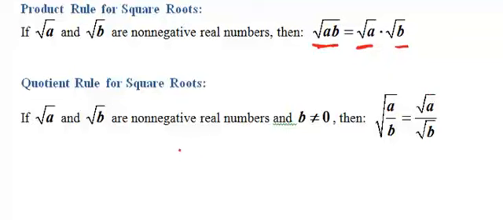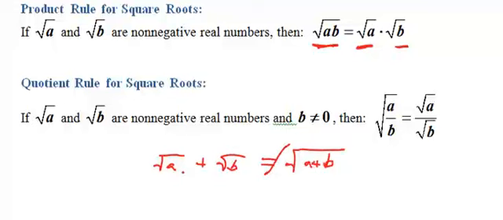That's very powerful. We cannot say that the square root of a plus the square root of b equals the square root of a plus b. We don't get to do that. We can't pull apart and push together addition or subtraction, but we can with multiplication and division.